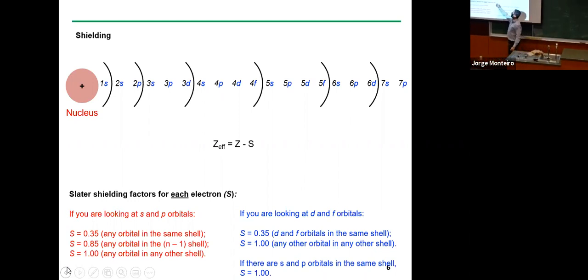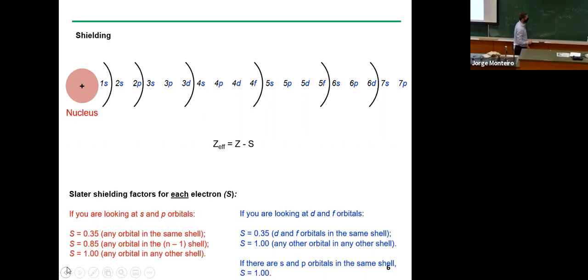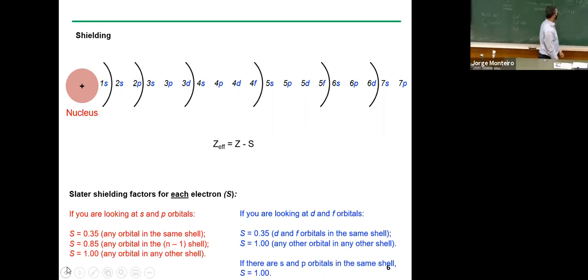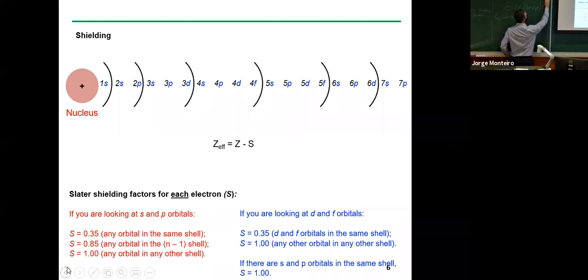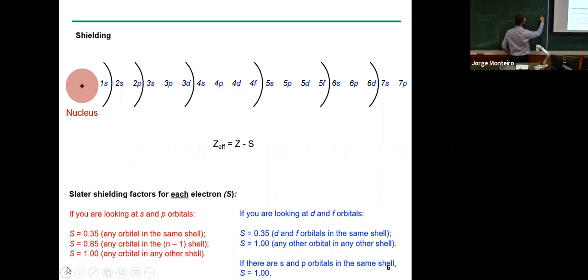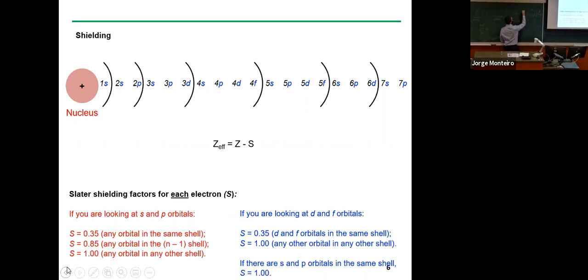The first term in the equation is the atomic number, in this case, 11, minus... okay, so one important thing here, we are looking at this orbital in the third shell. So therefore, the second shell is the n minus 1, and the first one is n minus 2.